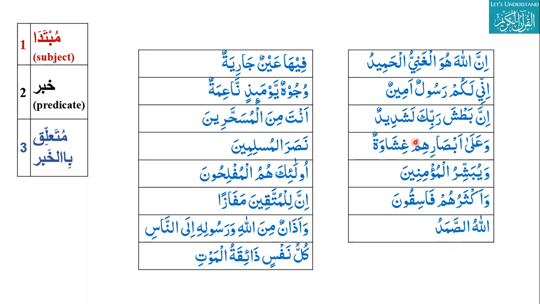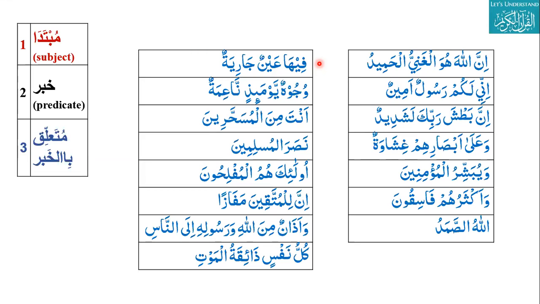Brother Ahsan Qureshi. Fiha aynun jariyatun. So can you tell us what is the khabar, mubtada in it? فيها عين جارية. Fiha is khabar? No. Fi is harf jar, متعلق بالخبر, right? So it should be fi is harf jar, متعلق بالخبر.